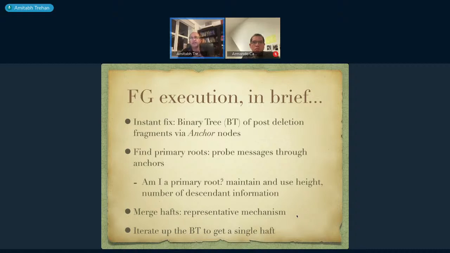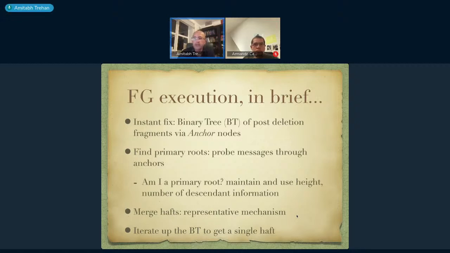But what you do instead is you create a binary tree, like a scaffolding structure. You create a temporary connection between all of the neighbors, like another binary tree, and then you use that to detect. The question the nodes ask is, am I a primary tree? If I'm not, who is my primary tree? Find the primary root, sorry. And from there you initiate a merge by using the representative mechanism, and you go up that tree and you create a single helper tree. There are a few details in the technical part of how to implement this in a distributed manner. So any questions here?